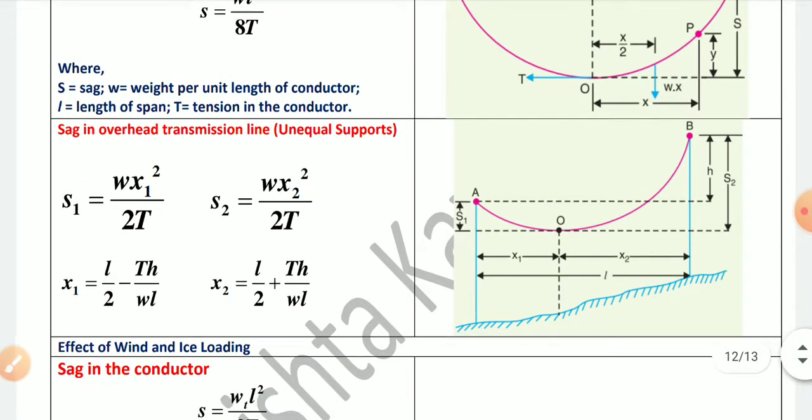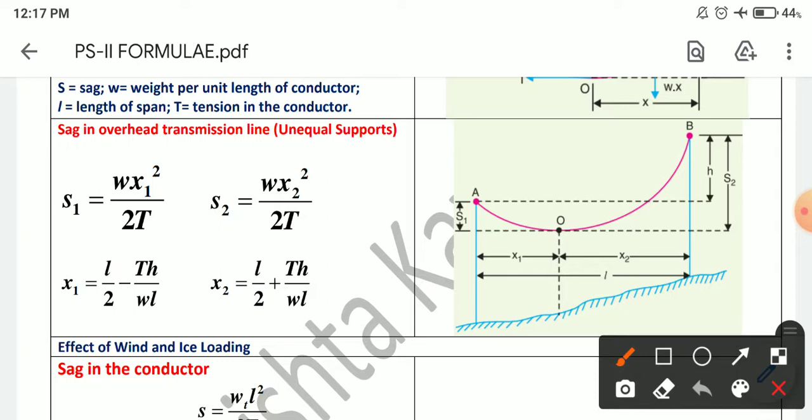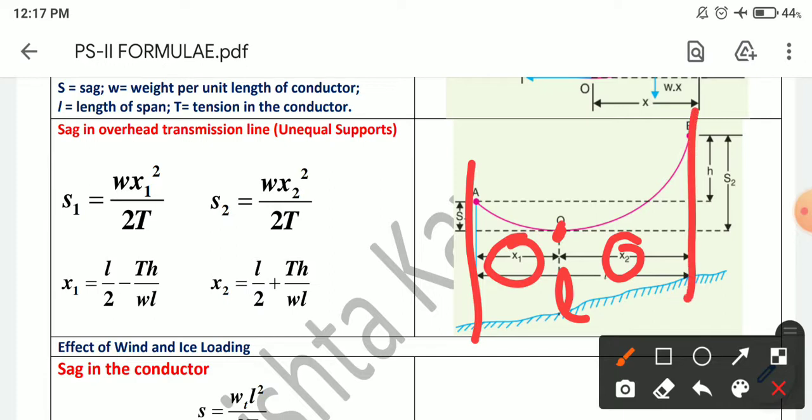But here, for unequal heights, the sag appears at a different place when compared to the previous case. If L is the span length, the distance between the two supports, then at a distance of x1 from support A the sag point occurs. Similarly, at a distance of x2 from tower B, a sag point occurs. Here x1 and x2 are not equal, so we have to calculate those two values.